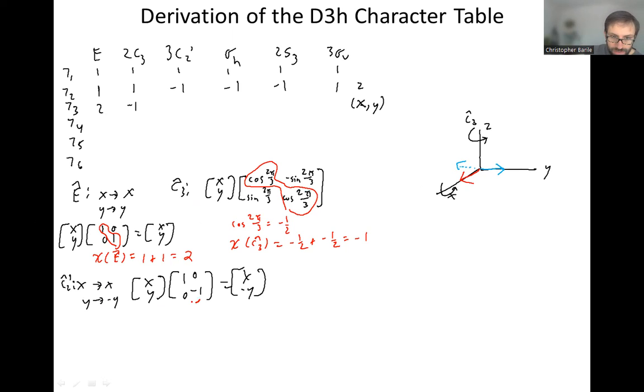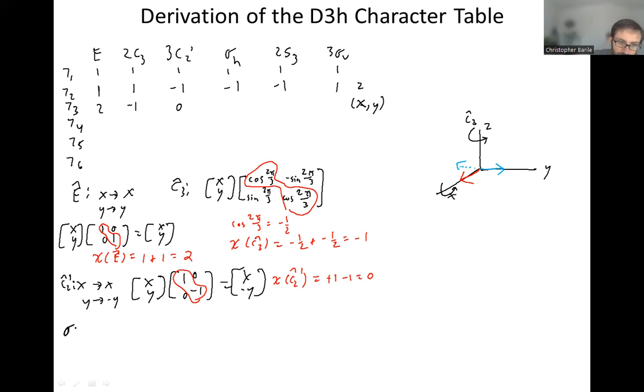You take the trace of that matrix, and we're going to get that the chi of C2, the character of the C2 operation, is equal to 1, positive 1, plus negative 1, which is equal to 0. So we can put a 0 here. All right, we'll just keep moving along.